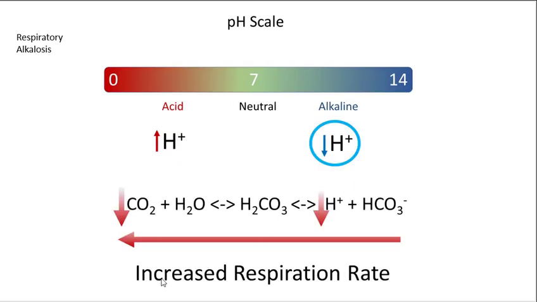Likewise, if there's an increased respiratory rate, like some diseases can cause that, some drugs can cause that, someone on a ventilator could have that, then too much carbon dioxide is being released. So the carbon dioxide in the blood decreases, so does the hydrogen ion concentration, and the blood moves toward the alkalinity portion of the pH scale. It becomes alkaline. So we call that respiratory alkalosis.